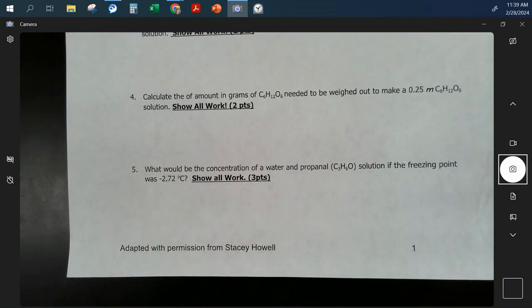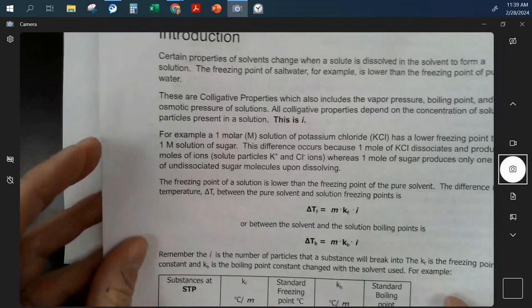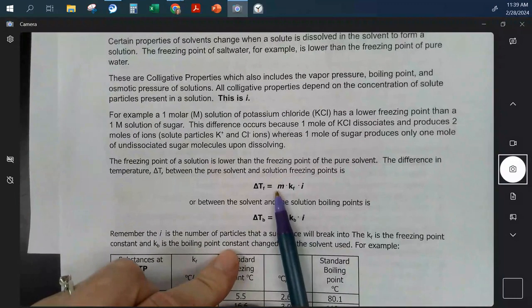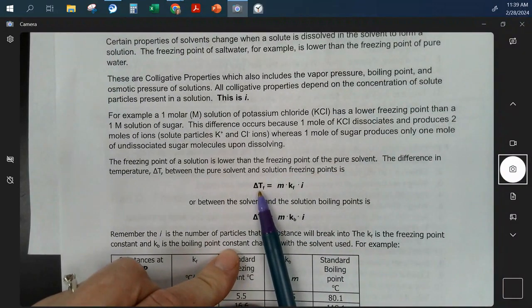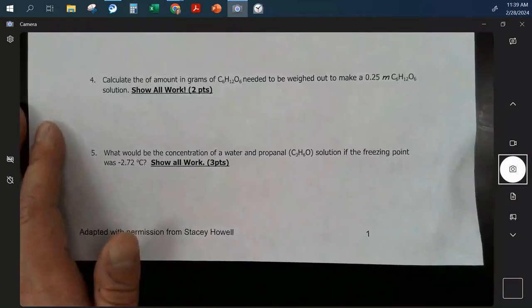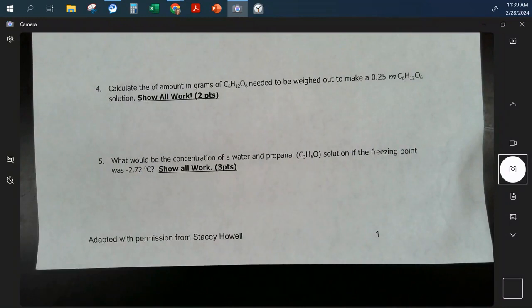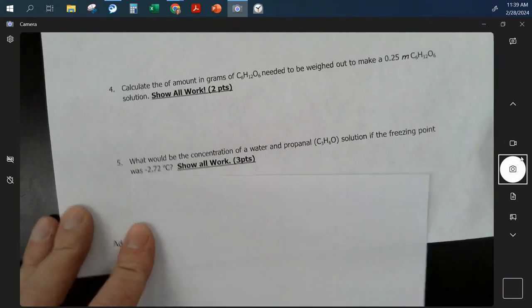So the last part is we can use these equations to predict the difference in temperature we should be expecting for the freezing and the boiling temperatures. We can also predict, and this would be interesting, if you want your temperature difference to be a certain amount, like if you need a solution that freezes at -10, maybe you could figure out how much you need to add to water to drop the temperature that much. So that's what this question is asking.